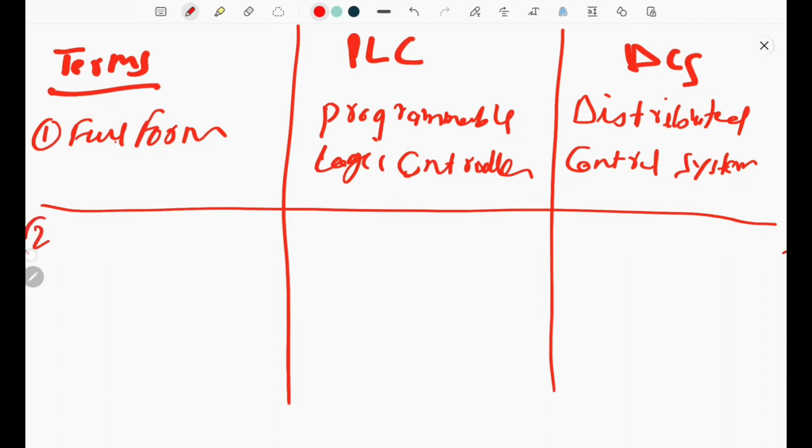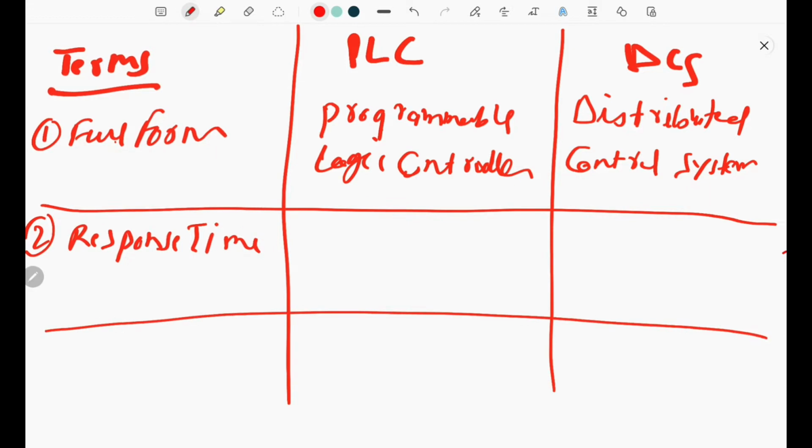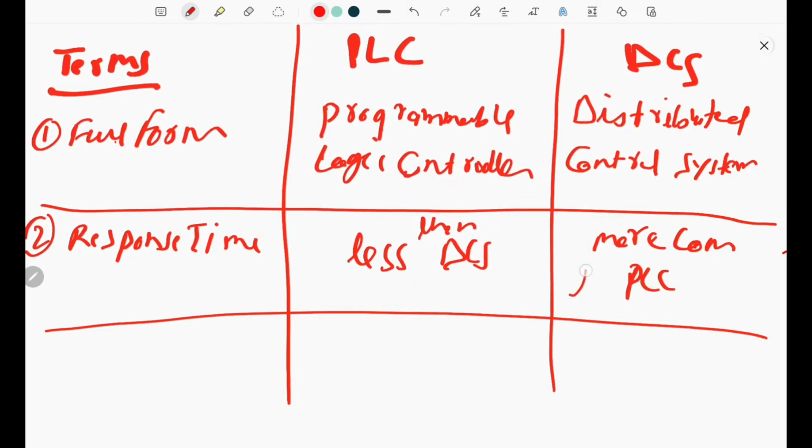Second point, which is very important, is response time. When we talk about the response time of PLC, it is less in comparison to DCS. Why? Because it has fewer IOs than DCS. In comparison to PLC, DCS has more response time because it is complex. A lot of IOs are configured in DCS, so that's why it has more response time.